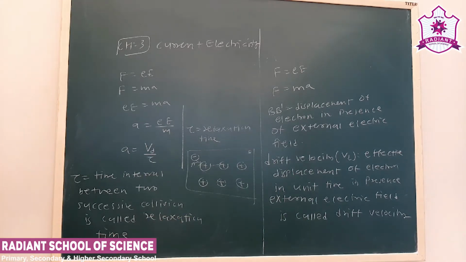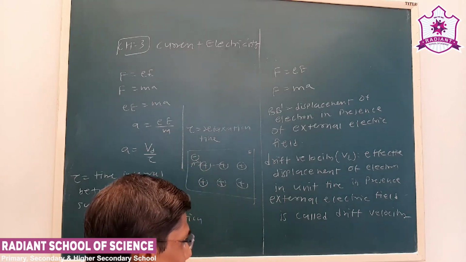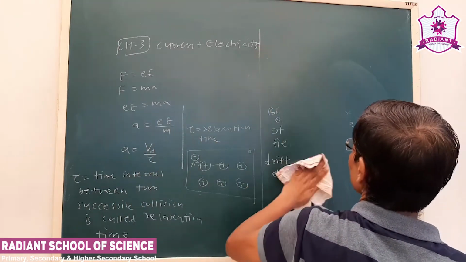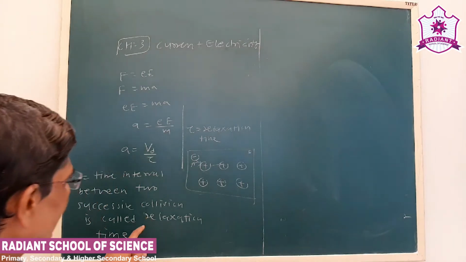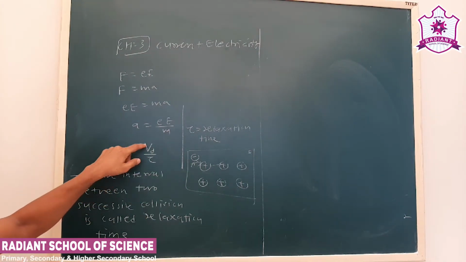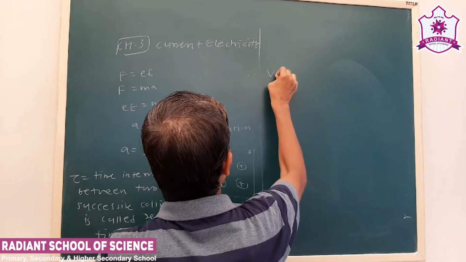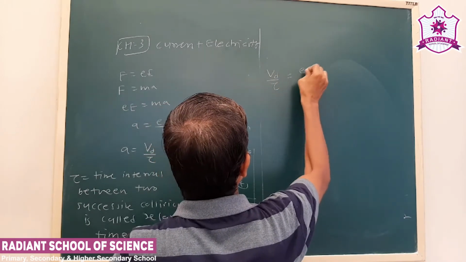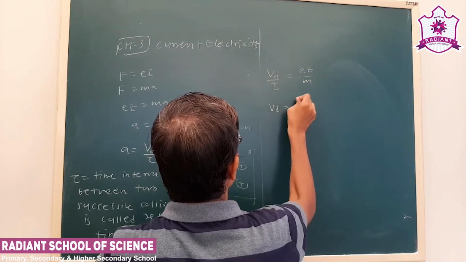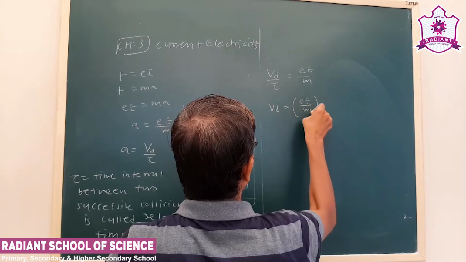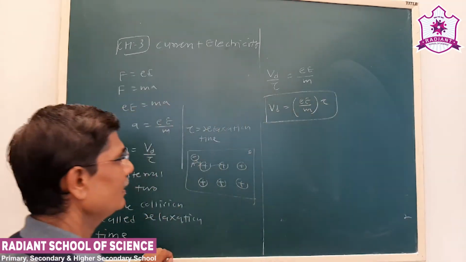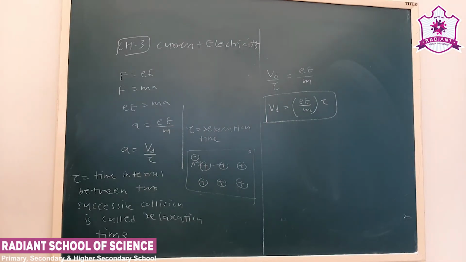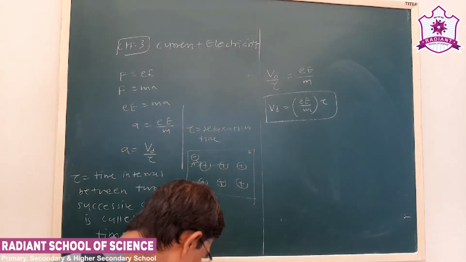Now we use this relaxation time here. Acceleration is velocity upon time. So Vd upon tau is equal to eE by m. So this is about the drift velocity and the relation. Next we have to see about the mobility.